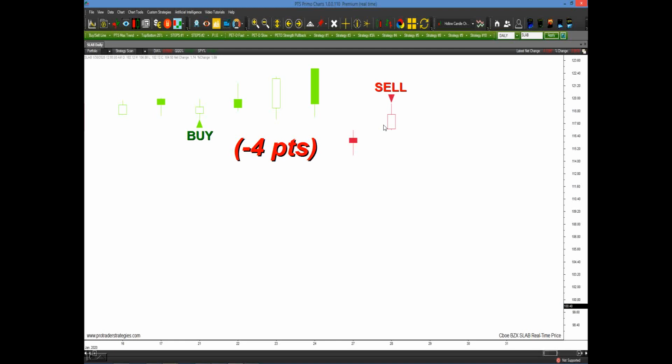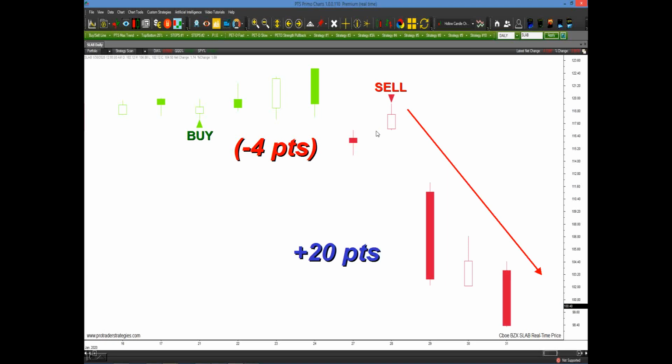So rather than sulk on the first trade you had that lost 4 points, get back in. Why? Because many times you can make it back on the next trade. Now, the next trade generated potentially 20 points you could have taken advantage of, depending on where you wanted to get out. So you could have made back that 4 points and maybe a little bit more.